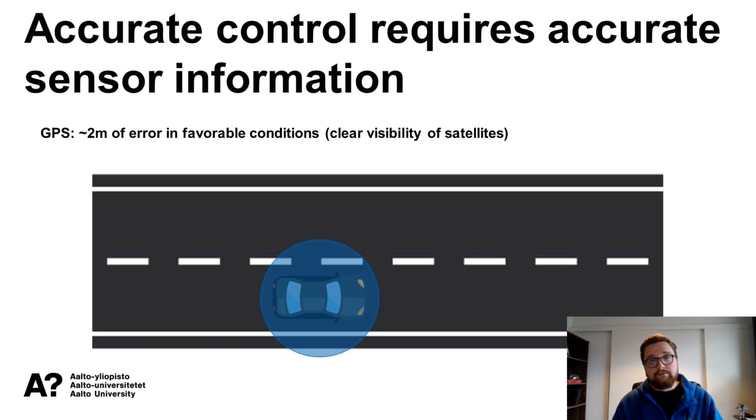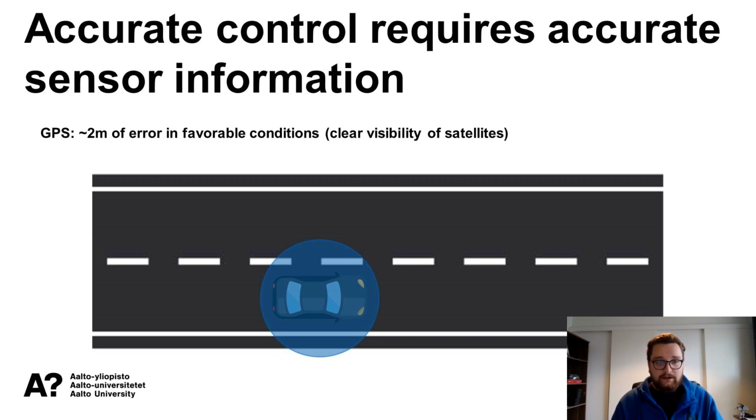This is assuming clear visibility of satellites, so there are no tall buildings, urban canyons, anything like this. So we are getting good GPS data, and even though it is good GPS data, it is still far from being sufficient for actually knowing the location of the vehicle.